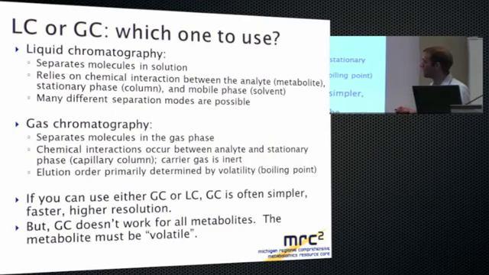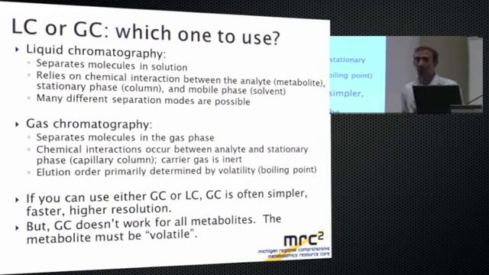GC separates molecules in the gas phase. So you have to make your metabolite or molecule of interest go typically from the liquid phase into the gas phase by heating it. Chemical interactions, again, happen between the analyte and the stationary phase. Typically, the carrier gas, which is analogous to the mobile phase, is inert. It's not interacting that much. It just carries the gas phase metabolites that aren't retained by the column through. Elution order is typically determined mainly by boiling point or volatility. There are other factors that play in.